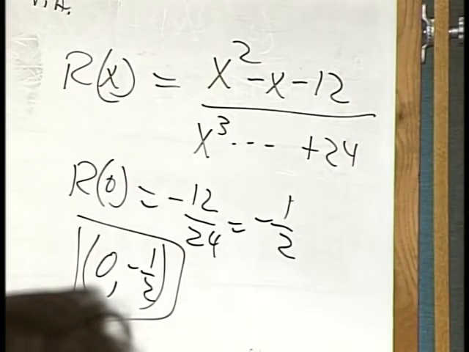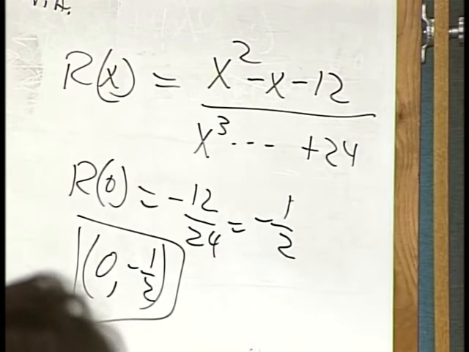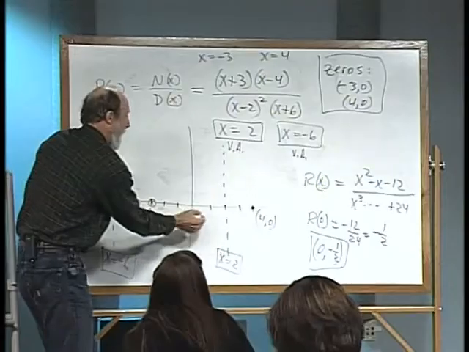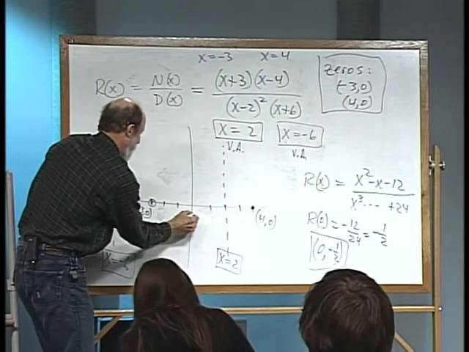Can I go another couple minutes? Okay. So 0, minus 1/2 is a y-intercept, folks, right here.